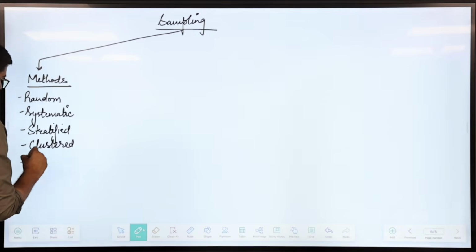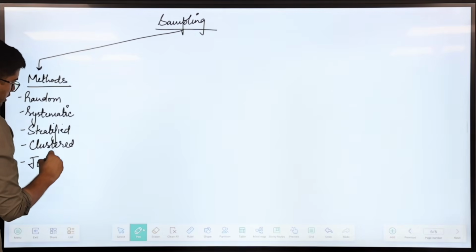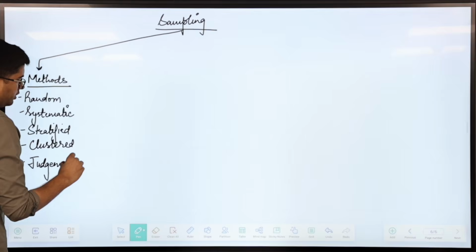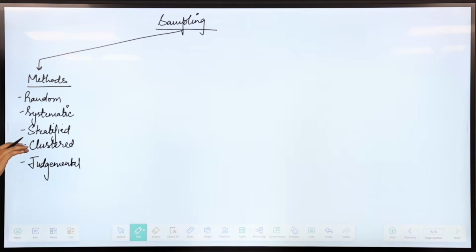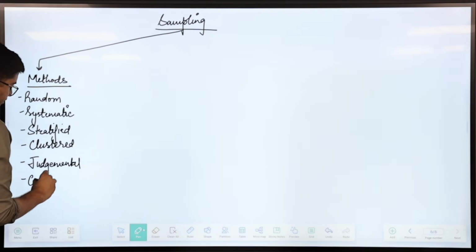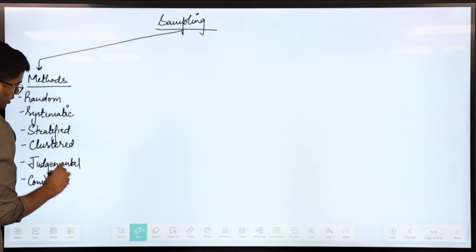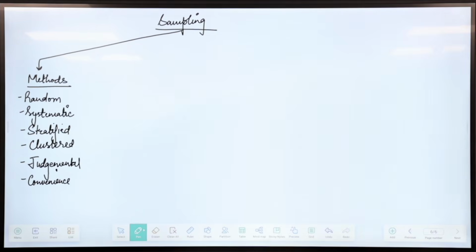Apart from this, judgmental sampling, where we let the researcher decide what data should be part of the sample. Followed up by convenience sampling, where we pick the data which is most easily available to be part of my sample. So whichever data is most convenient to capture, to gather, that becomes part of my sample.